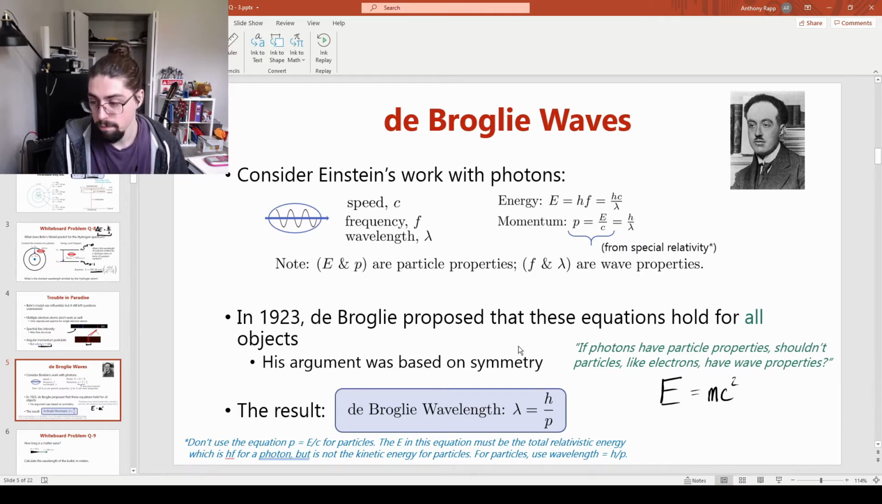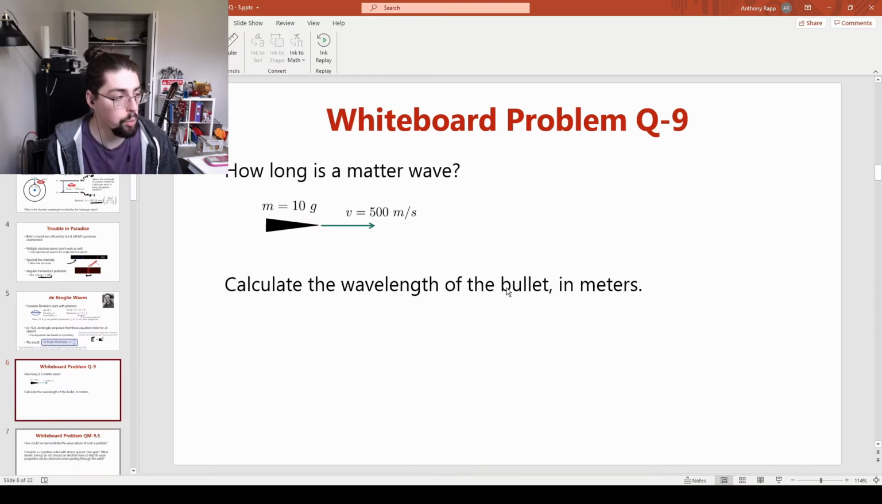But anyways, I do want to try this one in a problem real fast. Take this description of a bullet real fast. Take the next just 1 or 2 minutes. Come up with a number for this. What is the de Broglie wavelength of this bullet? Try to calculate this out real fast.